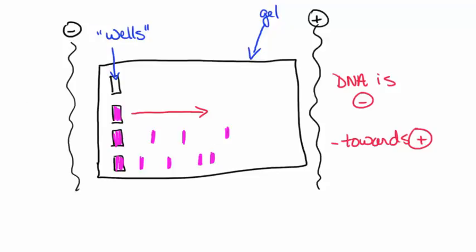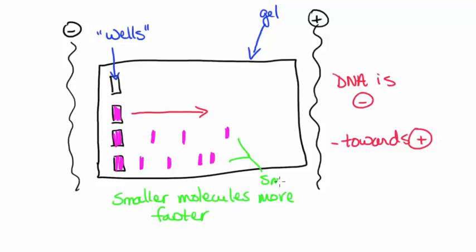And as it turns out, smaller molecules move faster. And so if the smaller molecules move faster, these towards the bottom, these would be your smaller ones. And then the slow ones up here, those would be the larger fragments. And so really what we're doing here is just overall size separation of the DNA.